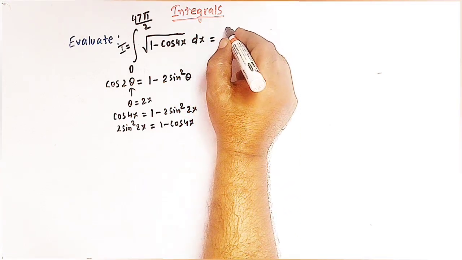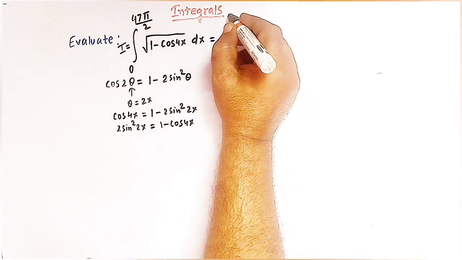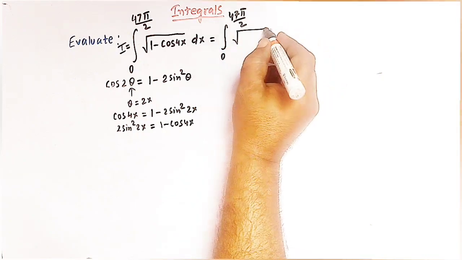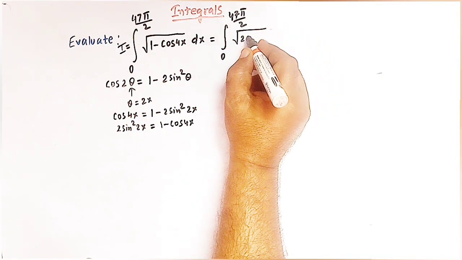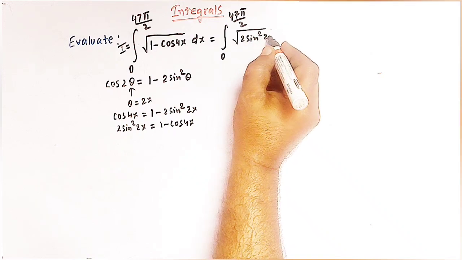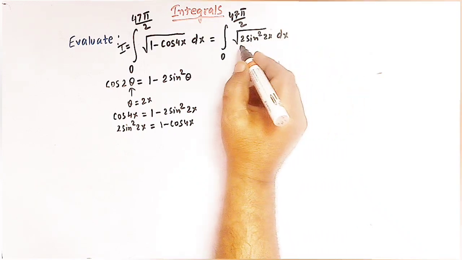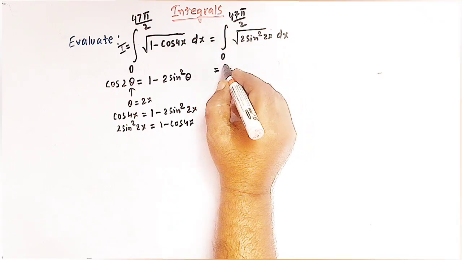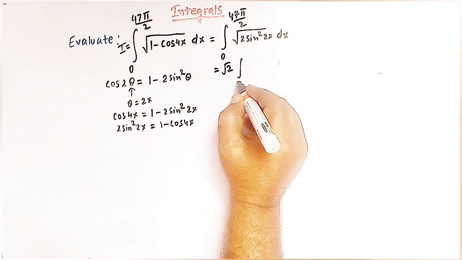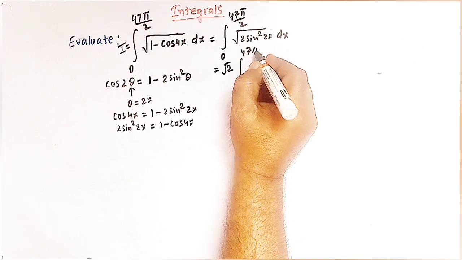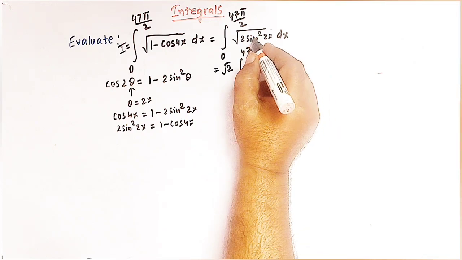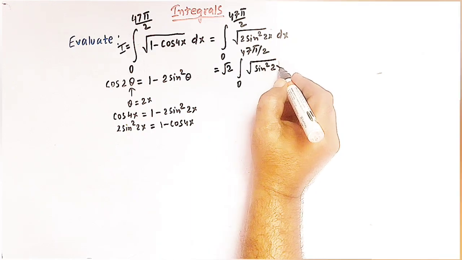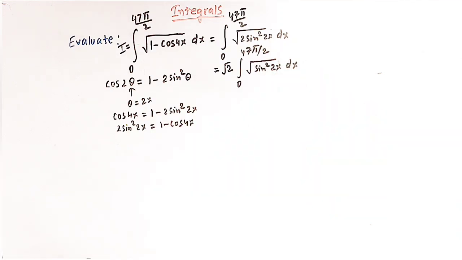So now this integral takes the form 0 to 47 pi over 2, and here we have the square root of 2 sine square 2x dx. Now taking the square root of 2 outside the integral, we have square root of 2, then 0 to 47 pi over 2, and here we have square root of sine square 2x dx.